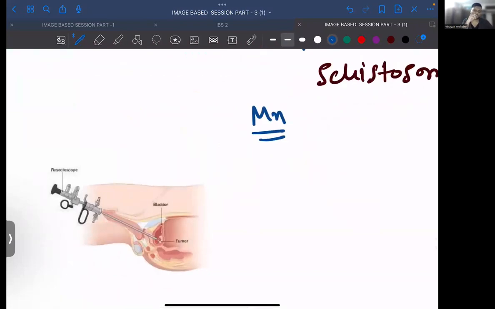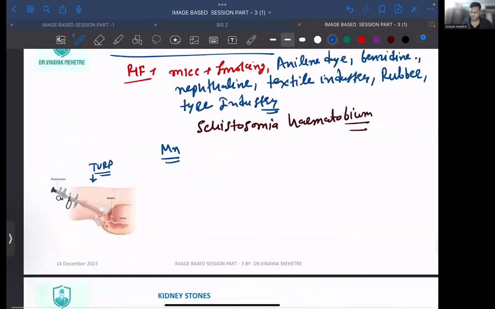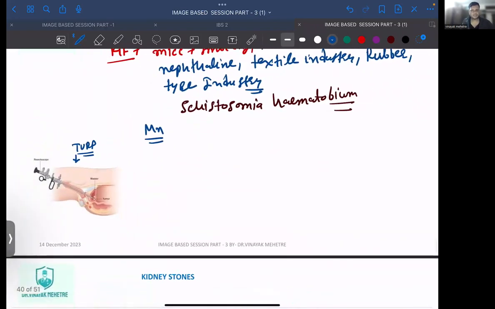This is the treatment. इसको बोलते हैं TURP. Okay, we will put a probe and we will cut that part, that is called TURP. Okay, radical cystectomy.